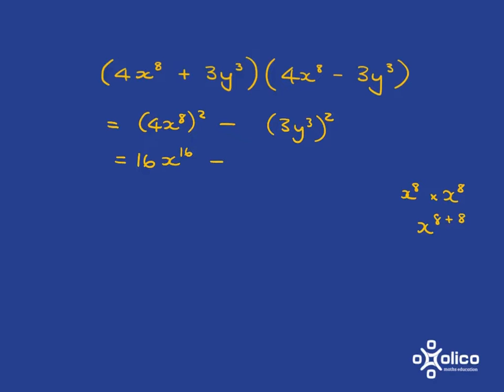And here we're going to have 3 times 3, which is 9. And y cubed squared just means you've got y cubed multiplied by y cubed. So you've got 3 y's multiplied together, another 3 y's multiplied together. In total, you've got 3 plus 3, which is 6 y's.